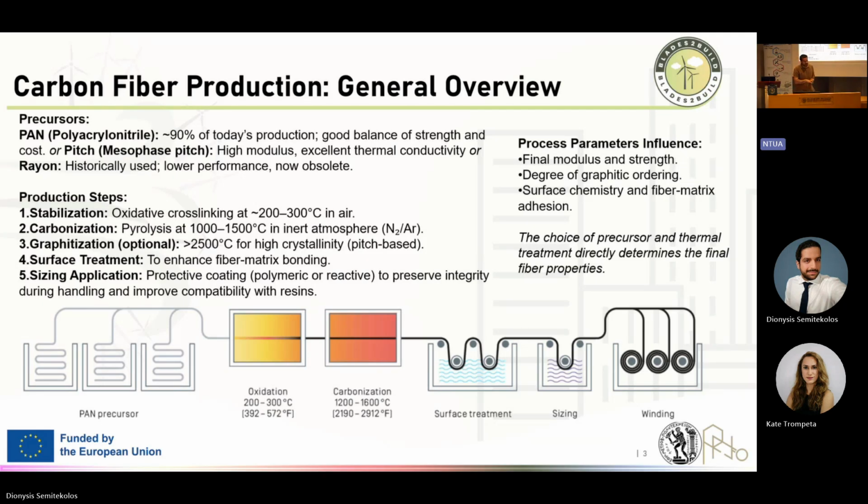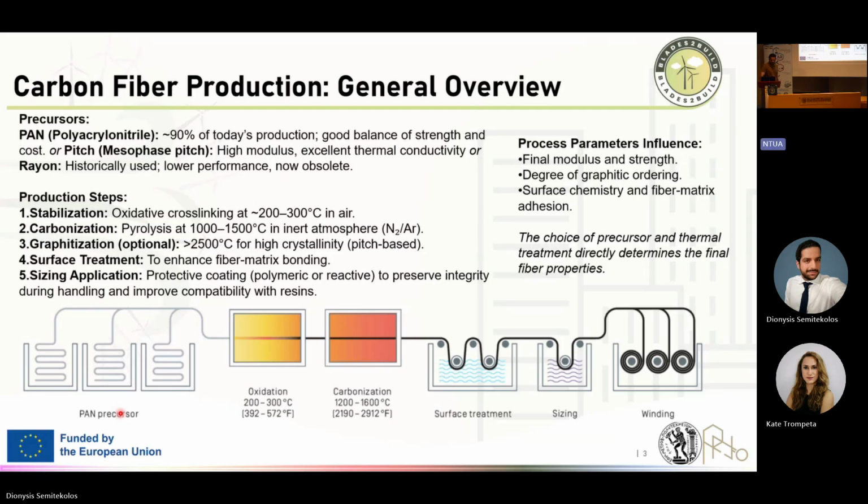To produce carbon fiber, we need a precursor material, something that we are going to transform into carbon fiber. In the majority of cases, this material is polyacrylonitrile, which is a polymer, of course, that is manufactured in fibrous form. We have the pellets and we transform them into fibers. This is the bottom left part of the slide. We're going to see later how we transform this polymer into a fibrous form.